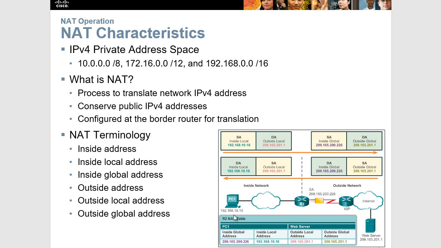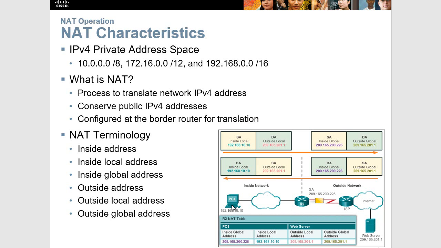So in this example, we have a PC1 here. Its inside local address is going to be 192.168.10.10. That's your private IP address inside of your network. Okay. Your inside global address is going to be your public IP address.